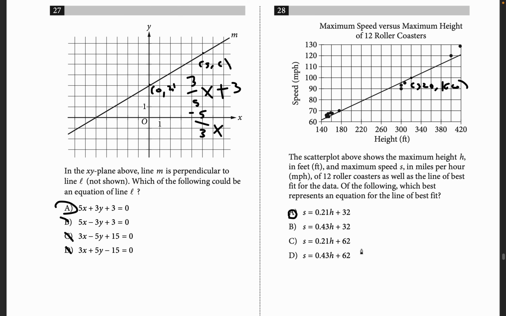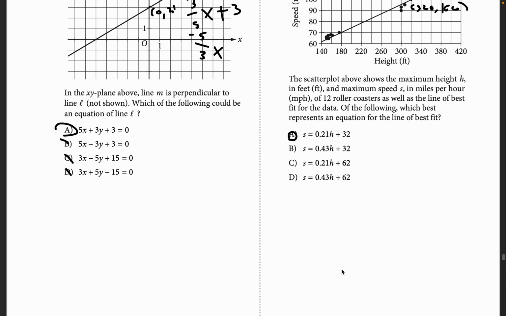You can plug in these other ones, they won't work. Let's just try 0.43. 0.43 times 320 already gives you 137.6 without even adding the 32 yet. That's way too high. And for this one, remember how we did earlier, 0.21 times 320 is 67.2, and then you add the 62, that's 120 something, that's out. And this is the same thing, way too big.